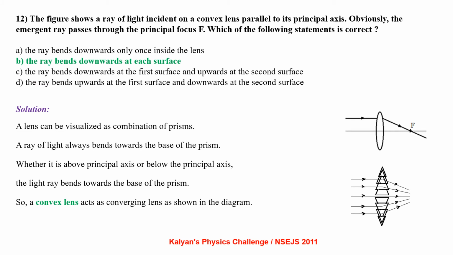The figure shows a ray of light incident on a convex lens parallel to its principal axis. Obviously, the emergent ray passes through the principal focus. Which of the following statements is correct? The ray bends downwards only once inside the lens. The ray bends downwards at each surface. The ray bends downwards at the first surface and upwards at the second surface. The ray bends upwards at the first surface and downwards at the second surface. A lens can be visualized as a combination of prisms. A ray of light always bends towards the base of the prism, whether it is above the principal axis or below the principal axis. So a convex lens acts as a converging lens as shown in the diagram.